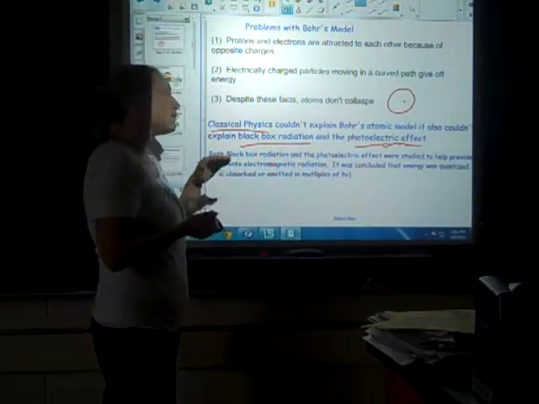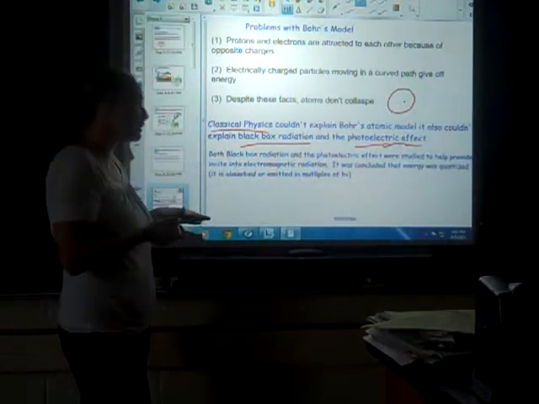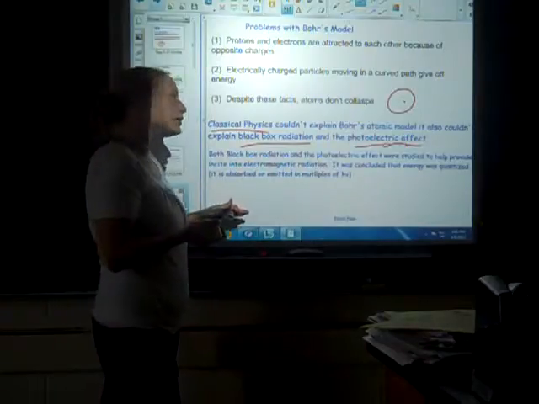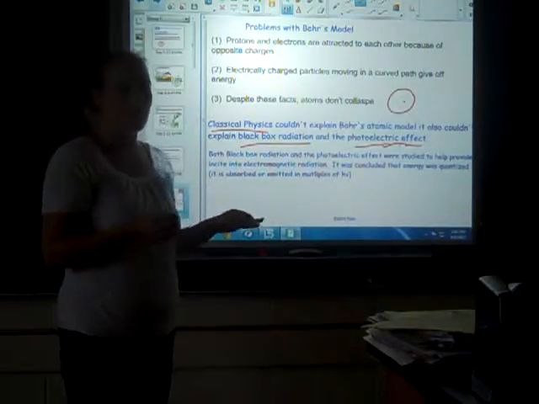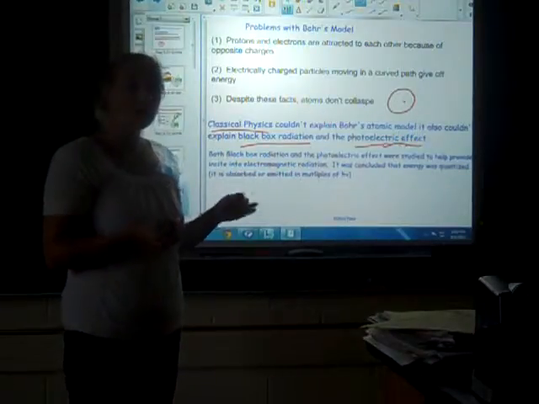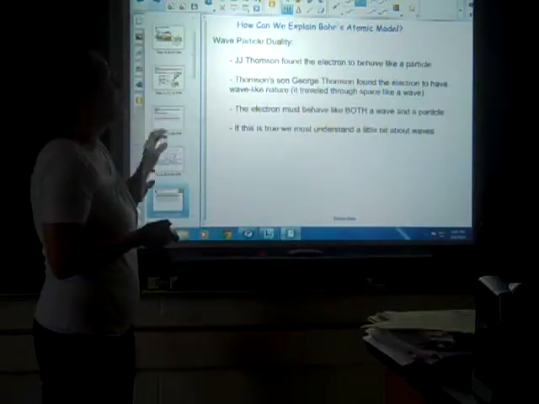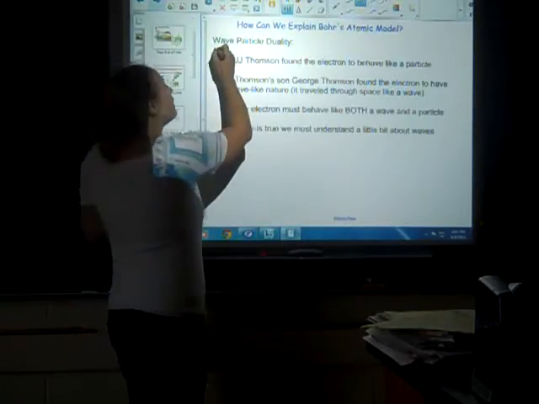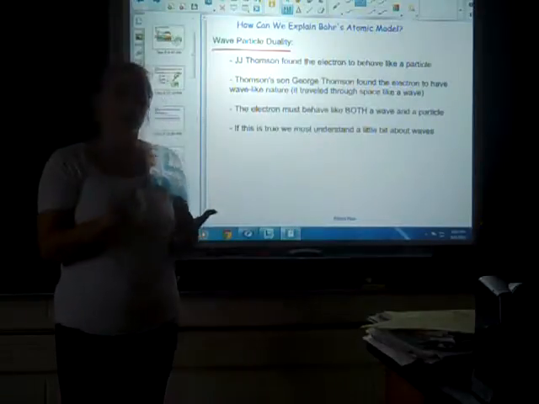So there were some experiments that were done by Planck and Einstein and some other scientists. It was eventually concluded that energy was quantized. It was absorbed or emitted in multiples of something called hν. We're going to talk about that in a little bit, okay? What we're really getting at is electrons are going to behave like both a particle and a wave.